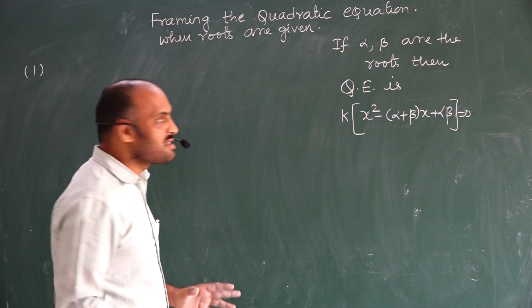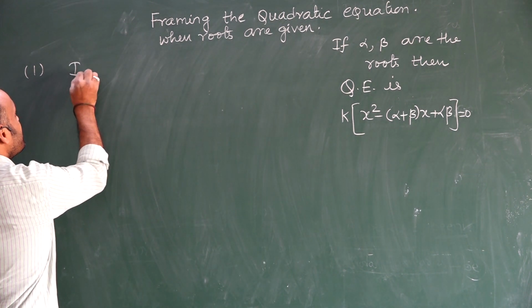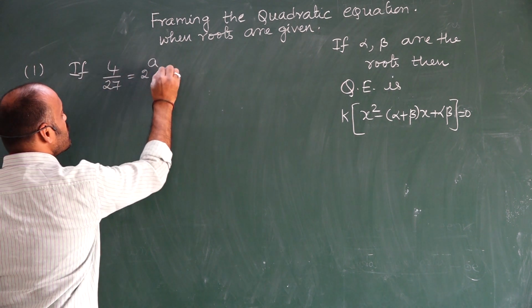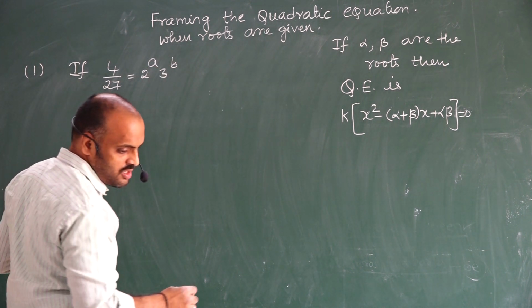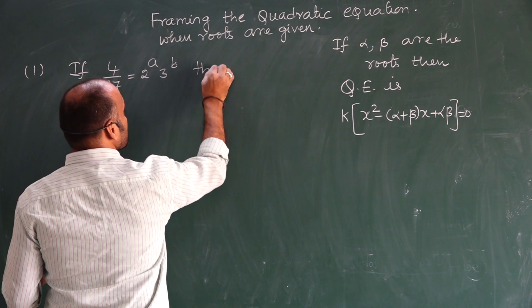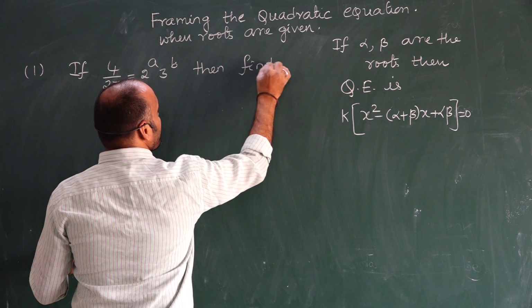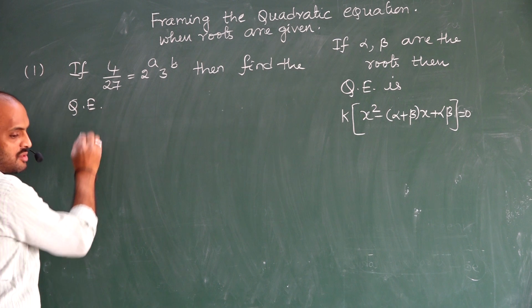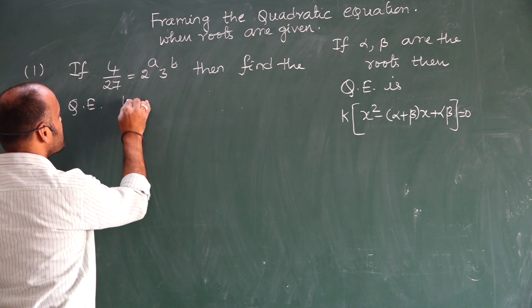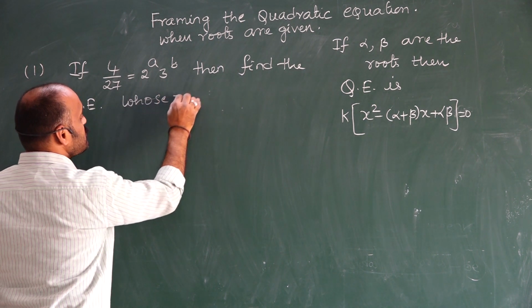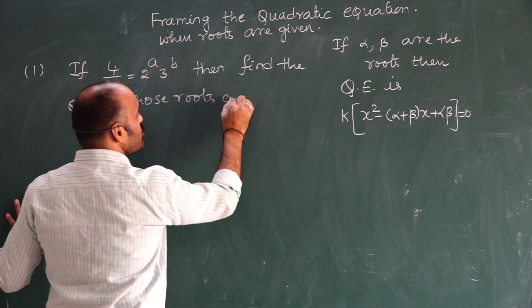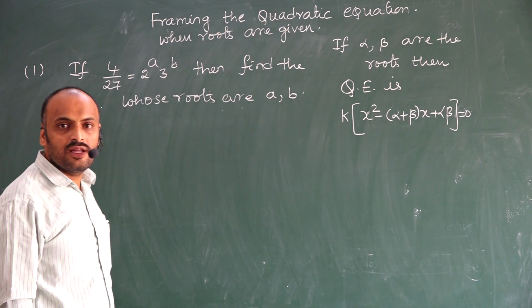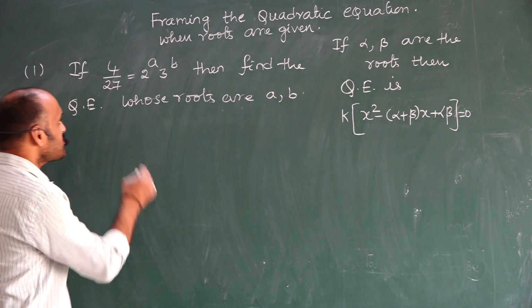Let's see one example so that you will get an idea. If 4 by 27 is equal to 2 power a into 3 power b, then find the quadratic equation whose roots are a, b.